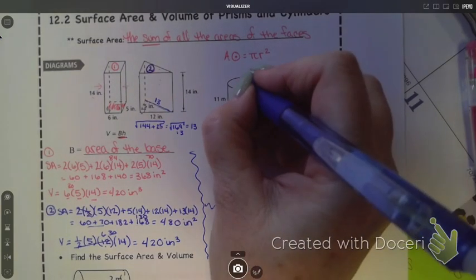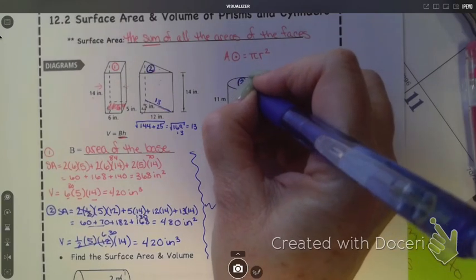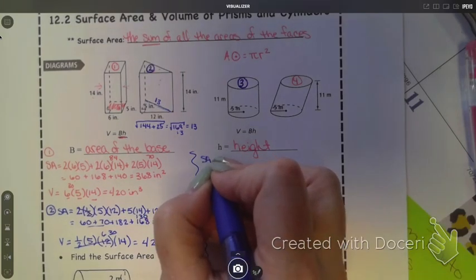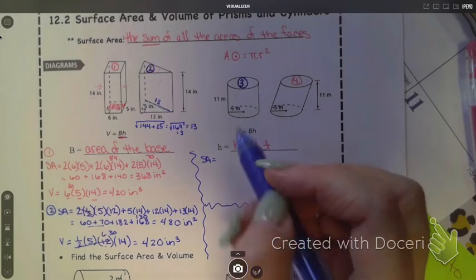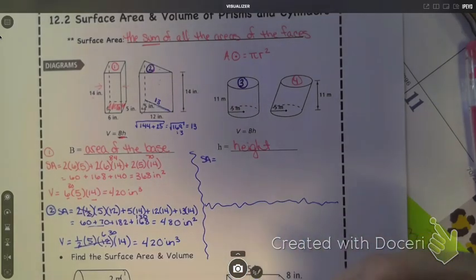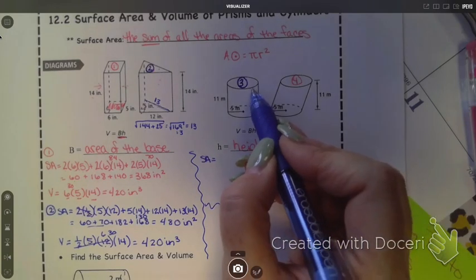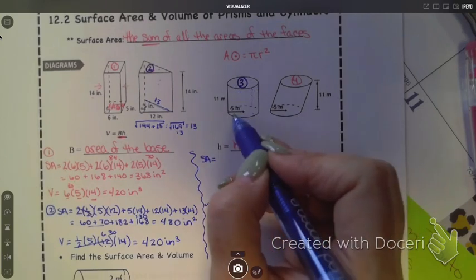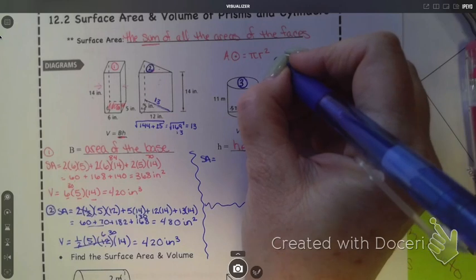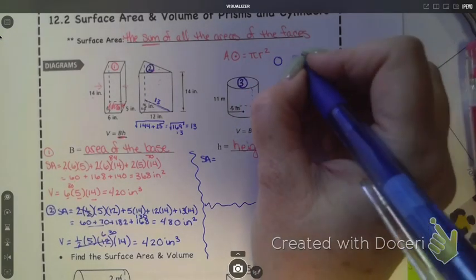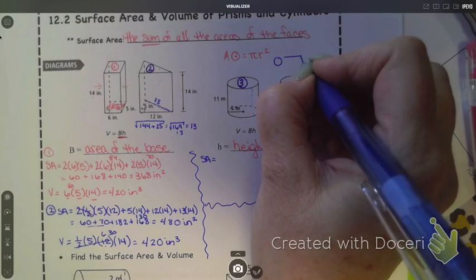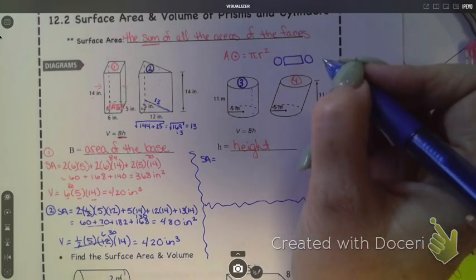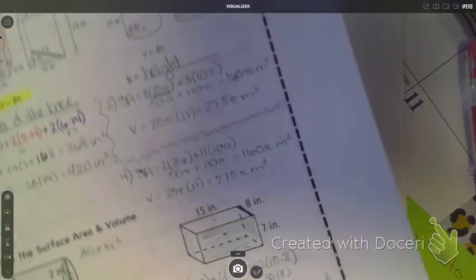Okay, and let's do shape 3. Now, I'm going to do surface area first, but I want to talk about this. So this cylinder is like a pop can, right? So if I cut it down the side, and I cut it around the top, and I cut it around the bottom, I would have a circle, then a rectangle, and another circle.